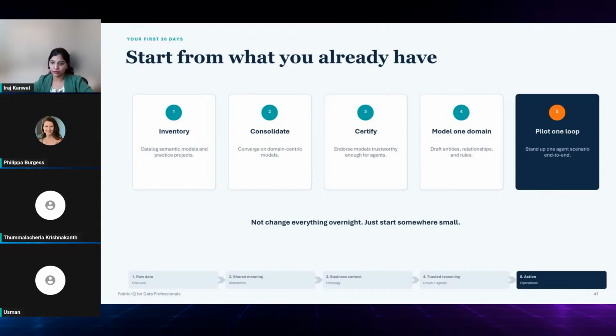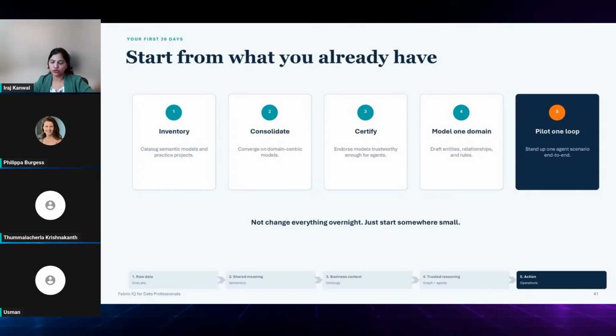And then in step four, model one domain. Choose something that is concrete: facilities, asset, incident, customer contract or service areas. Write down the entities, their properties, their relationships, and the rules that govern them.